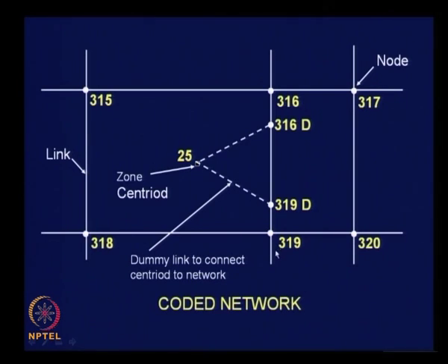Similarly here, instead of 319 you name it as 319D. D stands for dummy. So this is how we need to give node numbers for network, particularly when you connect zone centroid. Clear?